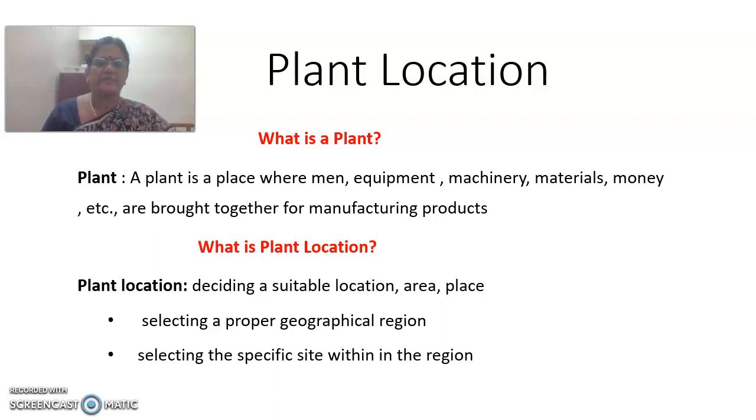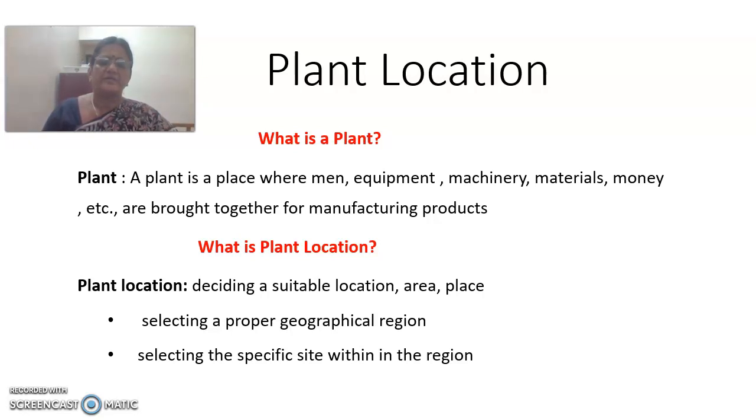A plant is a place where men, equipment, machinery, materials, money are brought together for manufacturing products. That means all the facilities required for manufacturing are brought to one place. That place is called a plant. Then what is plant location?